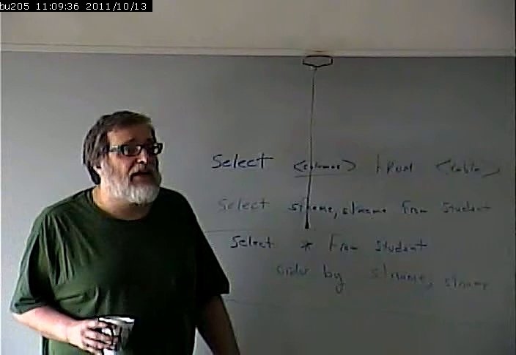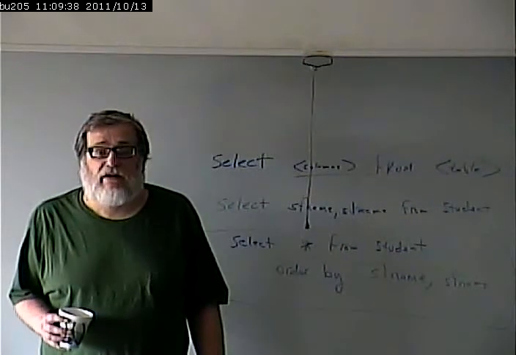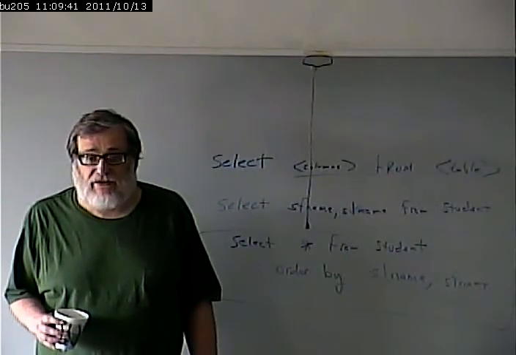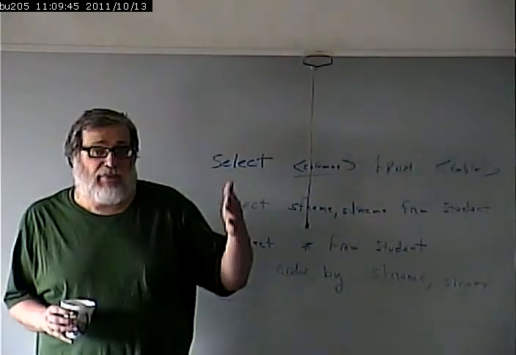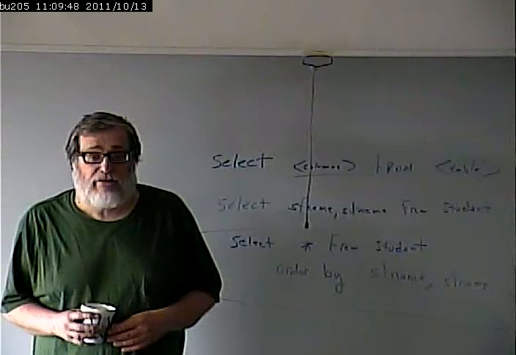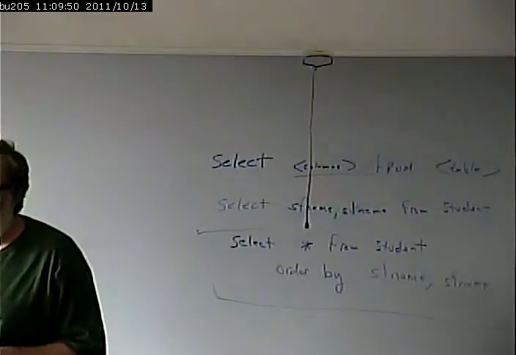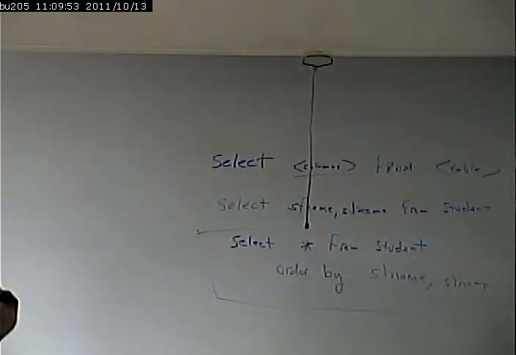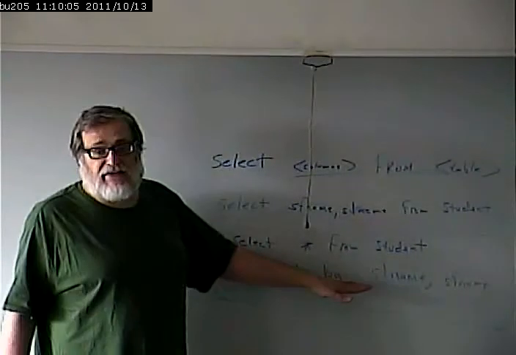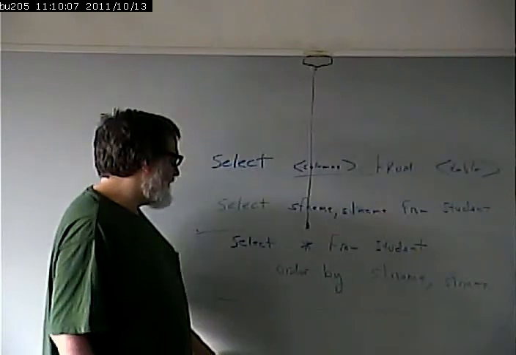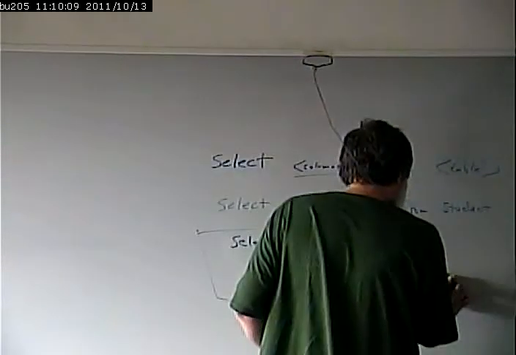The default for this is ascending order, which means from lowest to highest. And in the case of text, that's essentially alphabetical order. All right? In the case of numbers, it would be numerical order. In the case of dates, it would be chronological order. You can also sort in descending order. So if I wanted this list to appear with the Z's on top, all right, I could say descending.